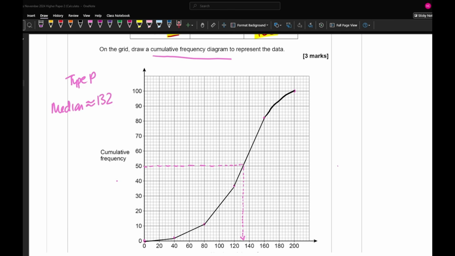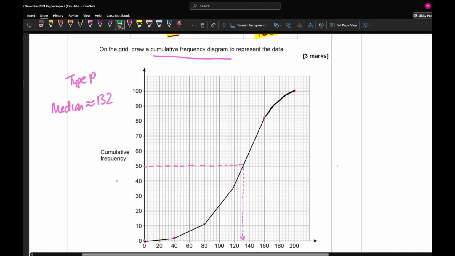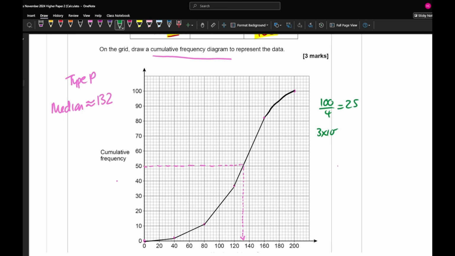And then from this, what I need to do is work out the interquartile range. So 100 divided by 4 is 25, and 3 times 100 divided by 4 is 75. So I need to find 75, and that value there is going to be my upper quartile. I make that out to be around about 156.